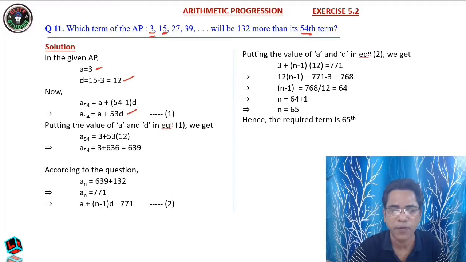Okay, A54 is equal to A plus 53D. Now put the value of A is equal to 3, and put the value of D is equal to 12. We get A54 is equal to 639.